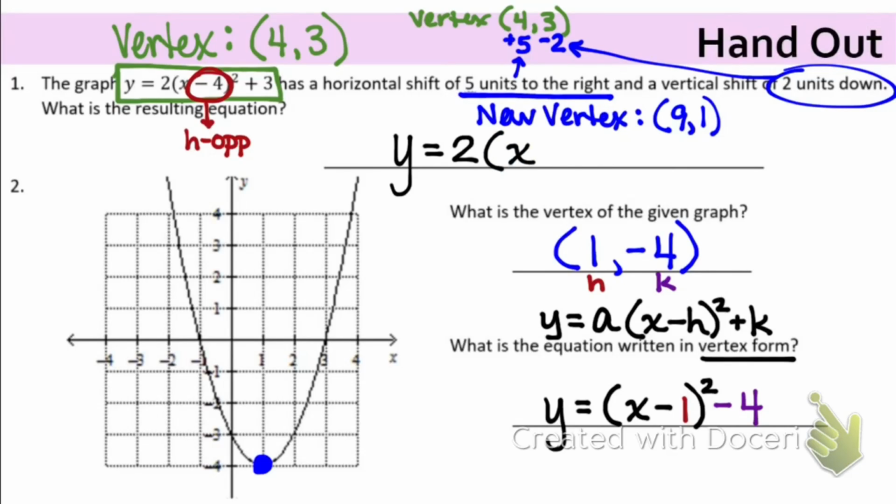Is it still x minus 4? X minus 9 now. Still a plus 3 on the end? Plus 1 on the end. My new vertex changed these two numbers right here. Nothing else about it changed.